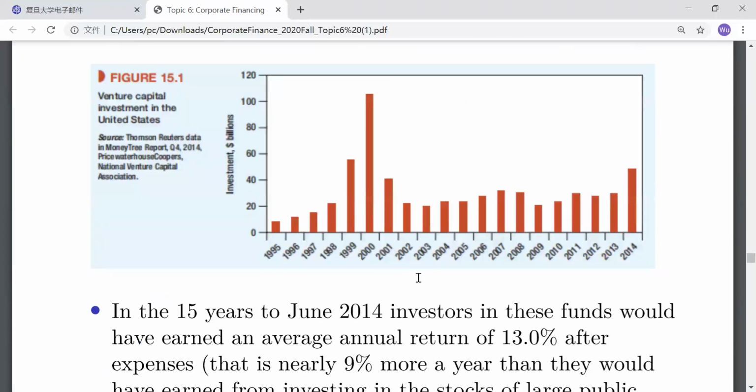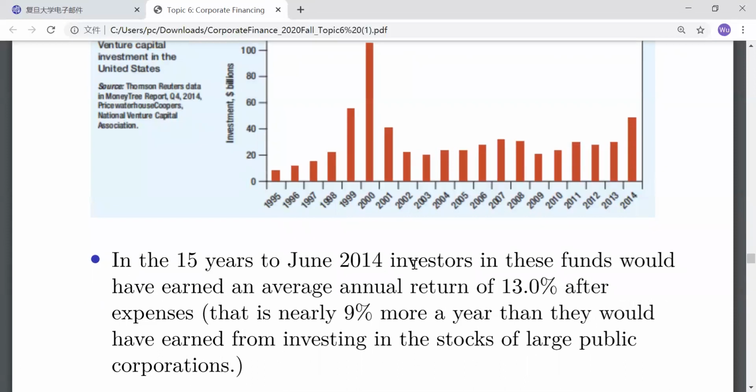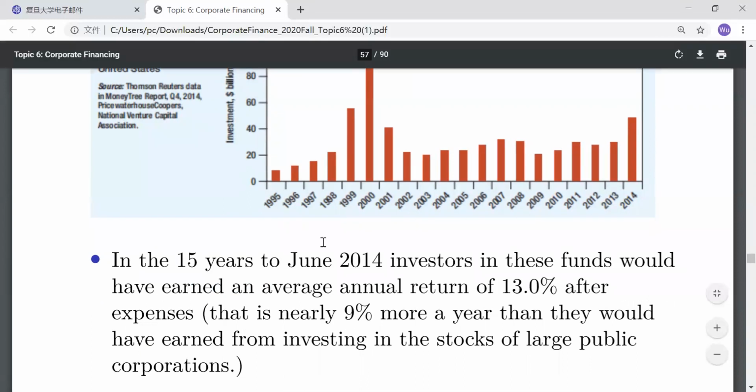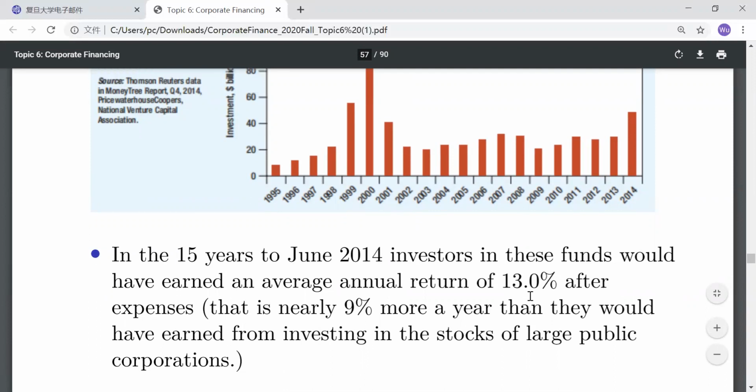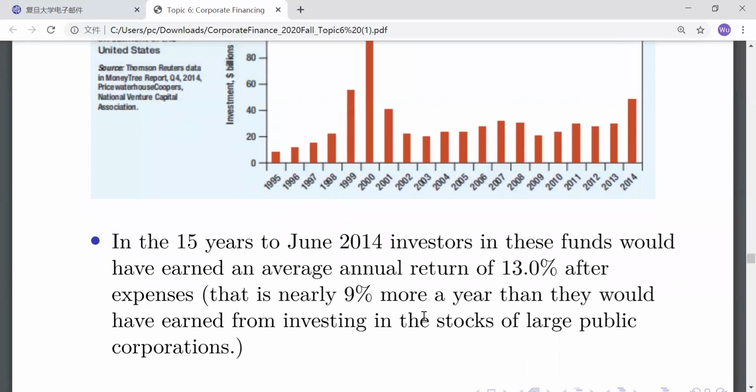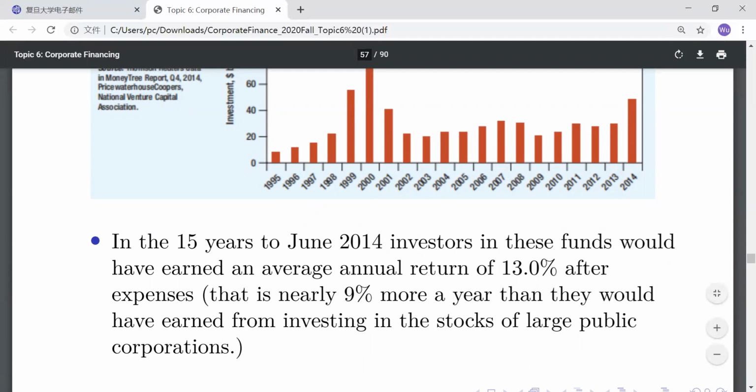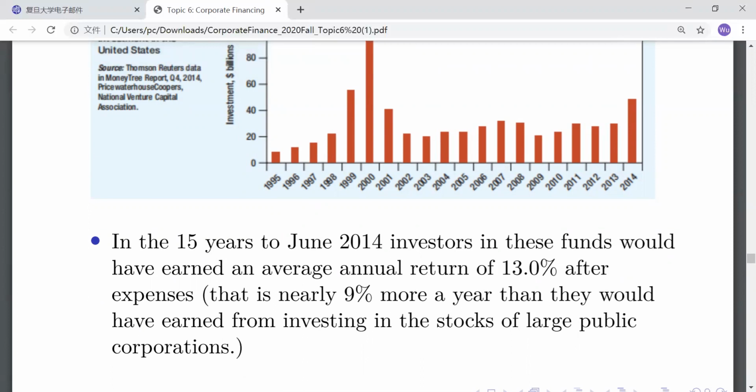So this is the value of the investments made by venture capitalists in the US. Basically, in the 15 years to June 2014, across all these years, they have earned an average annual return of 13% after expenses. This is 9% more than the benchmark. The benchmark is the S&P 500, so if you invest in the S&P 500 index, you might get 5%.